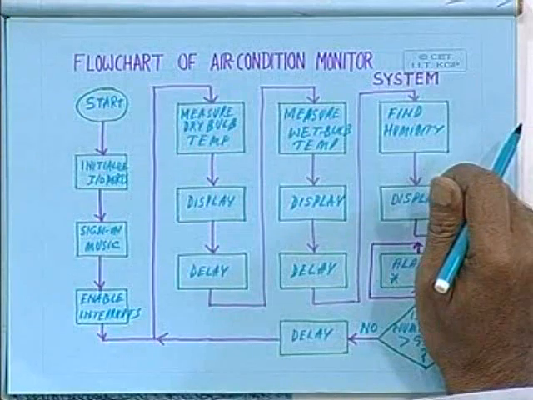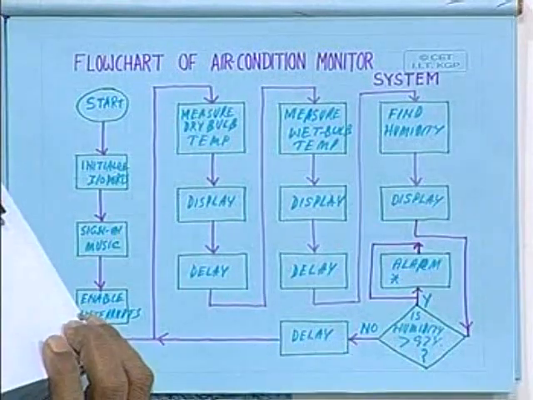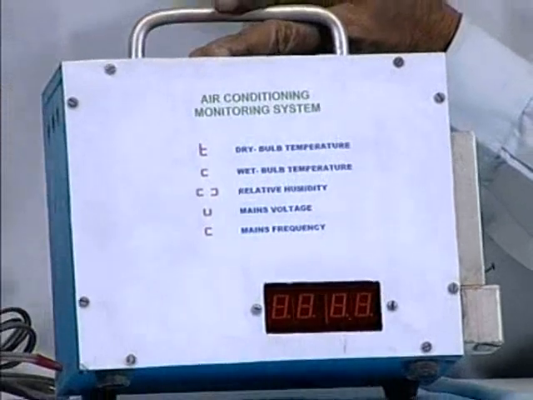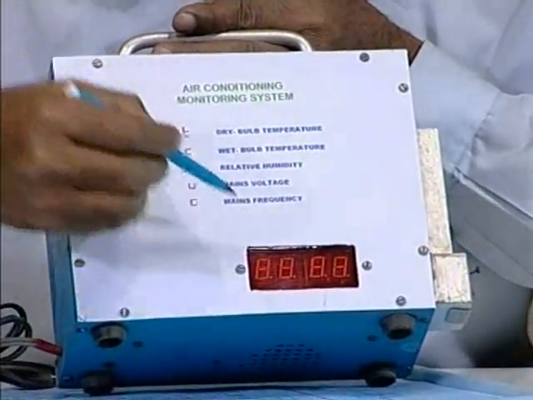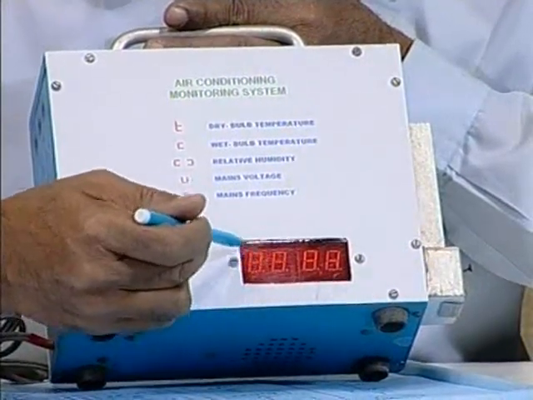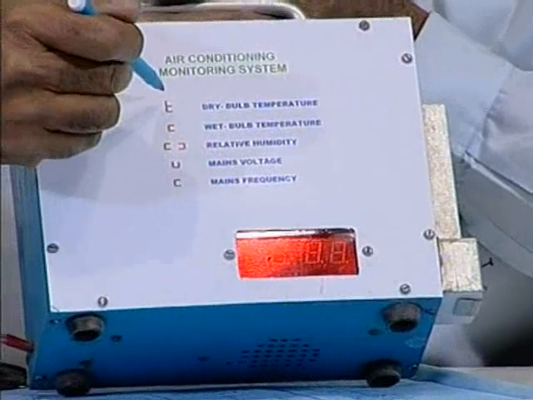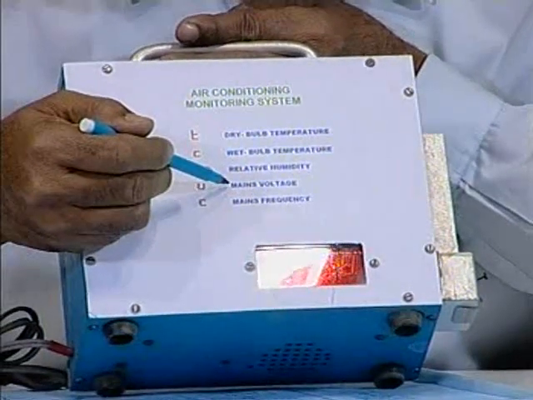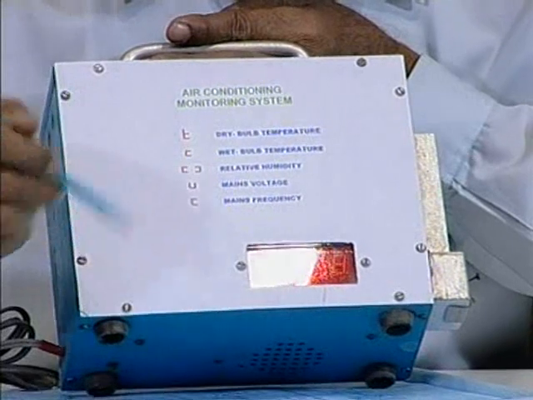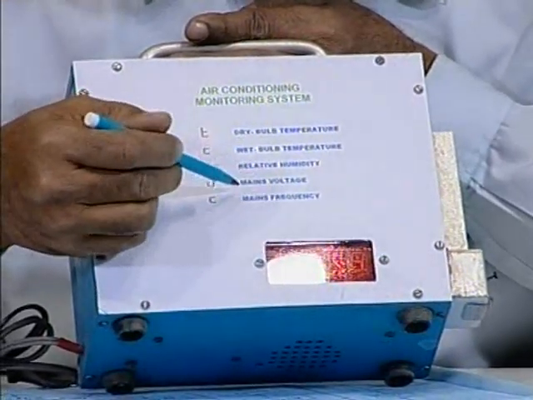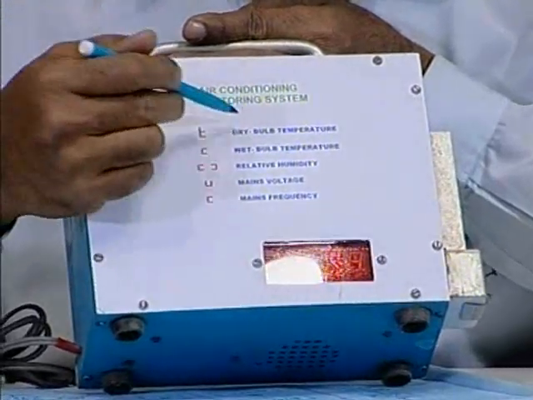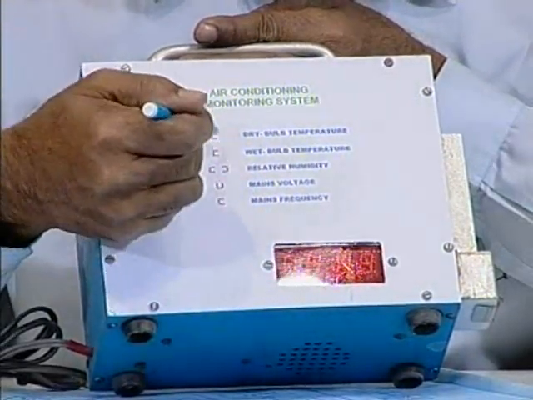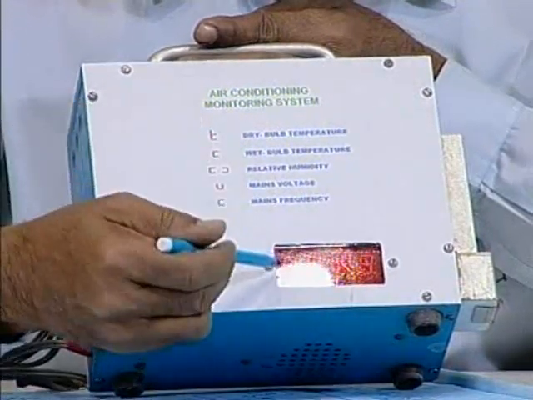Let me show you the system that we have built in the lab. So here you can see, this is the air condition monitoring system, which is written here. And these are the symbols that come on the right hand side of the display here. So you can see, apart from dry bulb temperature, wet bulb temperature, and relative humidity, we have also developed some additional features which show the mains voltage and mains frequency, which I have not explained. So from this, you can see these are the symbols which come on this, and so the user can know this is the dry bulb temperature. Then when this symbol comes, the user will know.